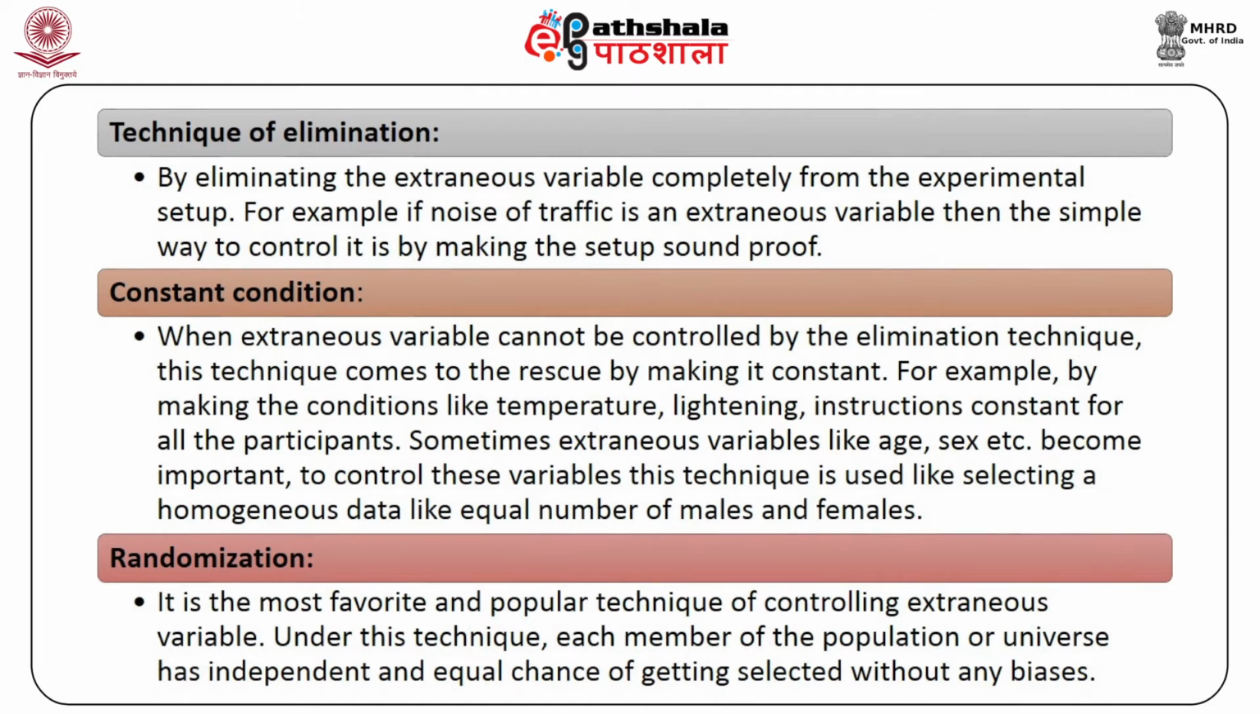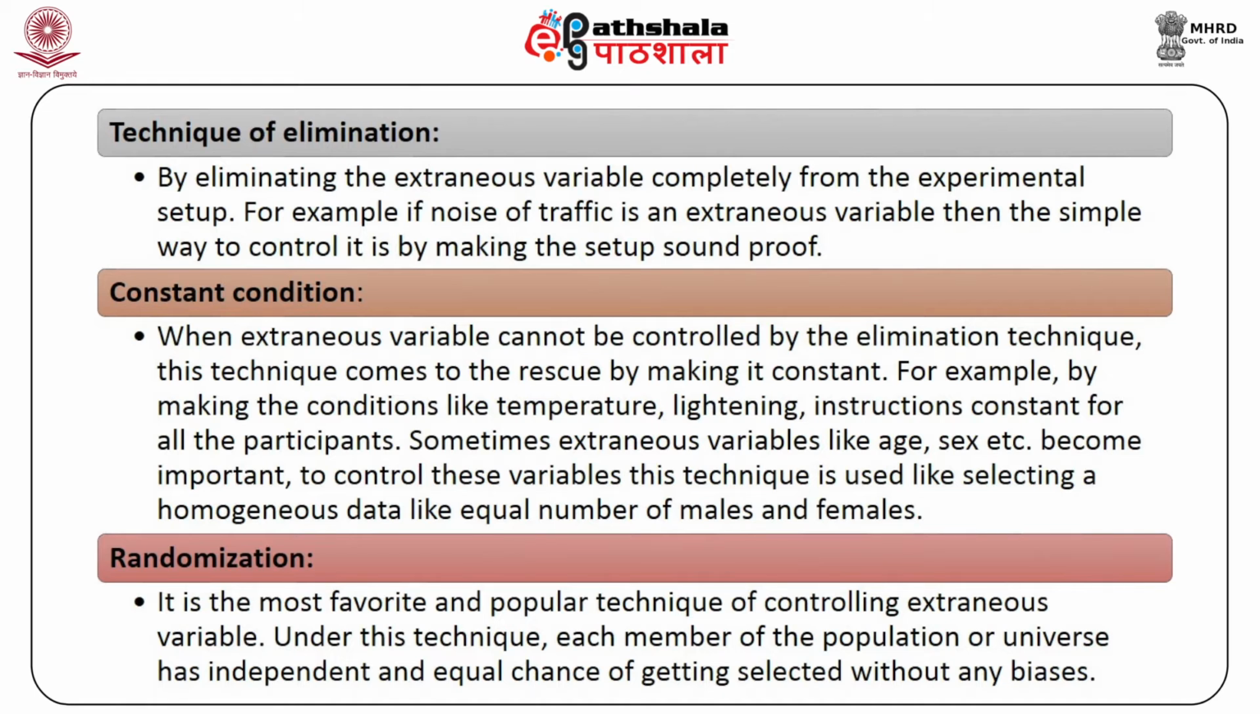which cannot be completely eliminated. The constant conditions are another way to control the extraneous variable. When extraneous variables cannot be controlled by the elimination technique, this technique comes to the rescue by making them constant. For example, making conditions like temperature, lighting, instructions constant for all the participants.